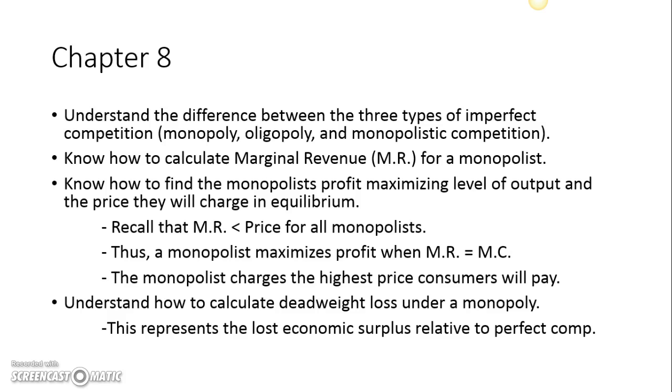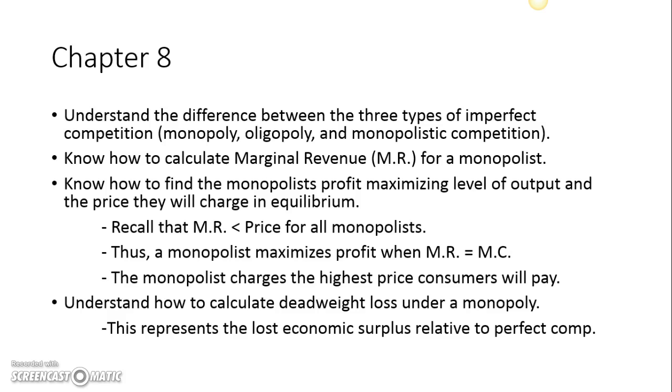For Chapter 8, now we're going to talk about imperfect competition. So know the difference between the 3 different types of imperfect competition, very much like your discussion questions. Know how to calculate the marginal revenue for a monopolist. So remember, marginal revenue is different for a monopolist than it is for a competitive firm because monopolists face the downward sloping demand curve. So if they increase output, they're going to have to decrease the price they charge for everything else. So therefore, marginal revenue is always less than price for a monopolist.